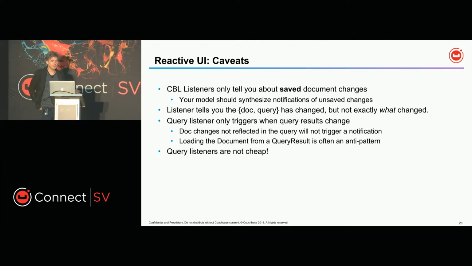Because the document changed in a way that the query doesn't know about. So the best practice is to make sure that all of the properties of a document that you're going to be using to render your UI are actually in the query results, in the result set.